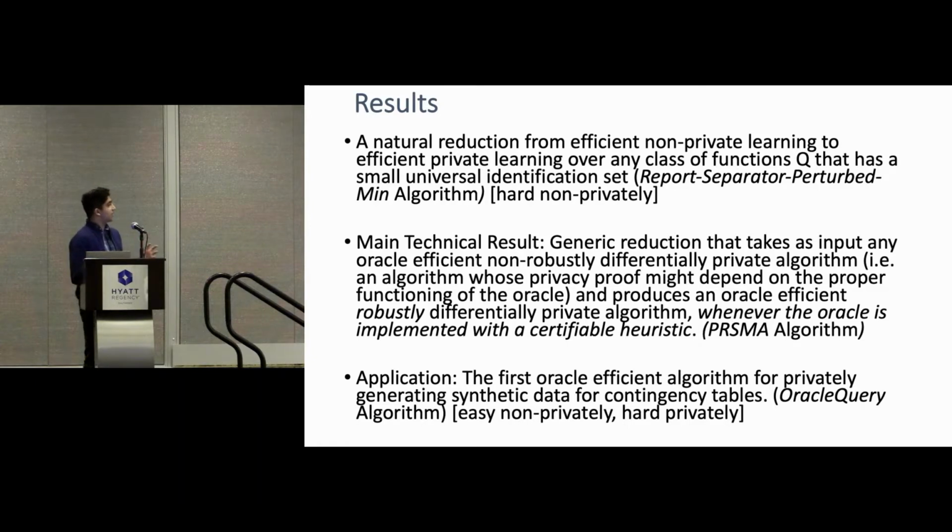And that motivates the main technical result of the paper, which says, suppose that we want these privacy guarantees to hold no matter what, and we're fine with the accuracy guarantees being heuristic. Can we give a reduction that takes in an algorithm whose privacy guarantee depends on a heuristic and makes it robust to failure of that heuristic, say failure of the optimization oracle? We're able to do that in the case where the oracle is certifiable, meaning we know when it fails. And then as an application, this gives the first oracle-efficient algorithm for generating private synthetic data for contingency tables, which is the main application.